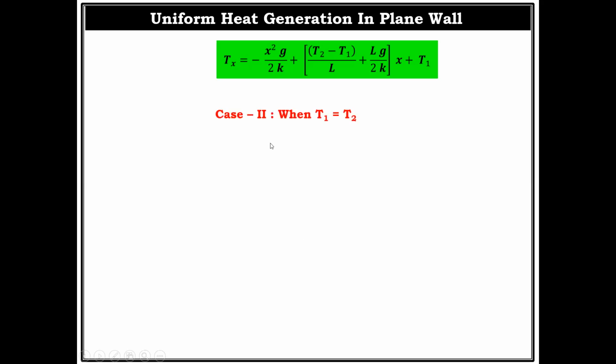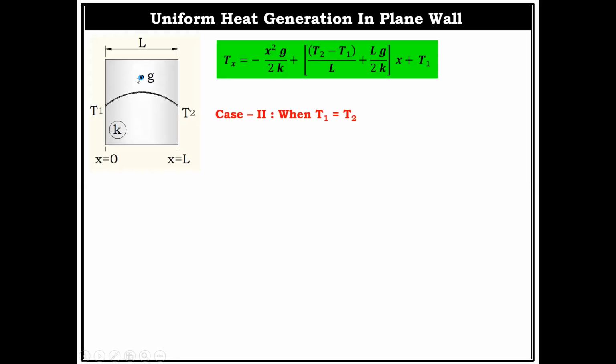Now the second case. Suppose the temperature on both sides is the same, so T1 and T2. This is possible when the heat generation source is exactly at the midway center. So heat will travel to the left surface and the right surface, and since it is exactly at midway, the temperatures of left and right become exactly the same, T1 equals T2. In that case we get the temperature profile like this, symmetric about the center line.